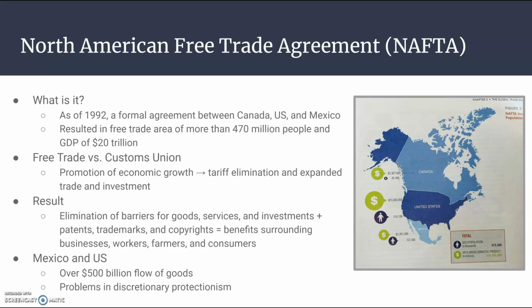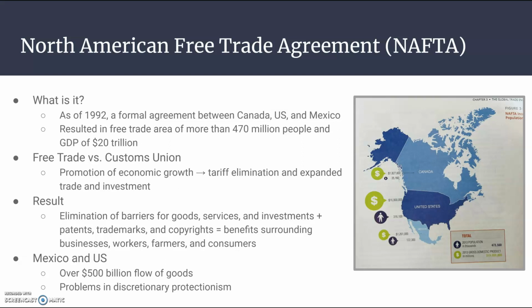The CFTA was a great trade agreement. Obviously, adding Mexico takes it another layer deeper. Specifically looking at Mexico and the U.S., they had over $500 billion flow of goods. This means that more than 1 billion goods cross the border each day.